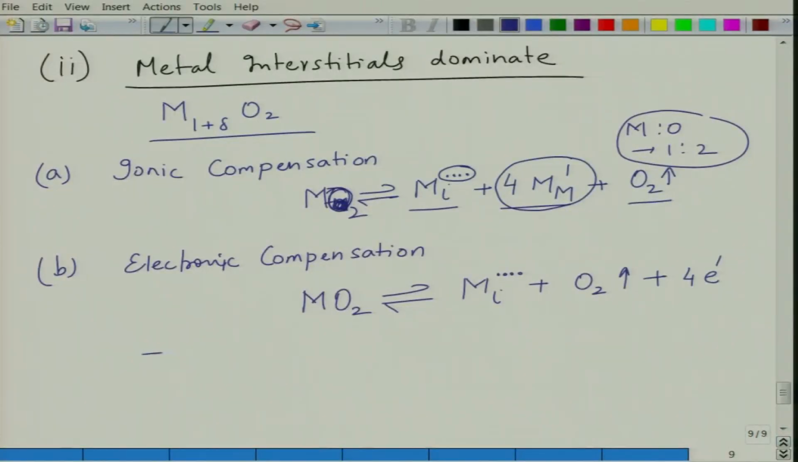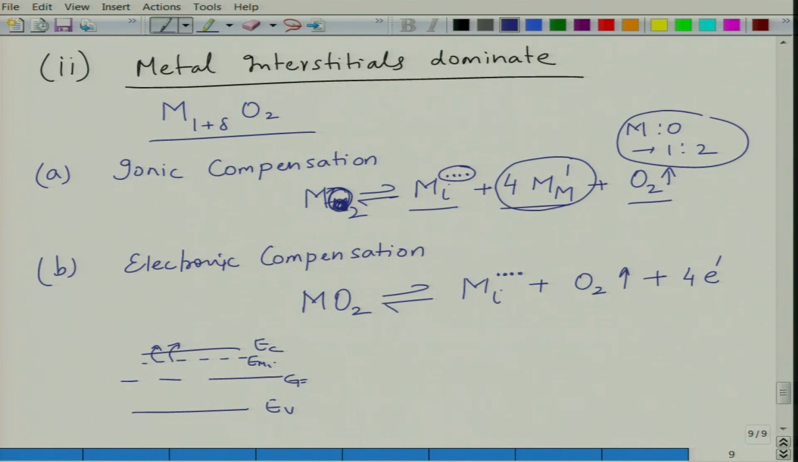So that energetics is going to be again similar. This is the conduction band, this is the valence band, and this is the Fermi level somewhere here, and you are going to have this EMi somewhere here. The electrons are going to be pushed into the conduction band. So it again is an n-type defect, creating extra electrons.